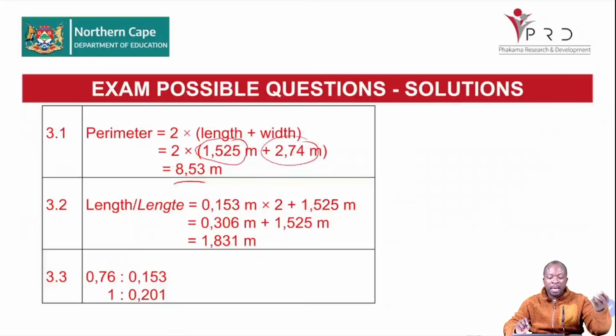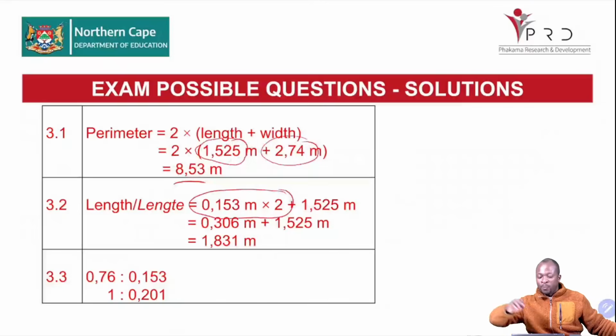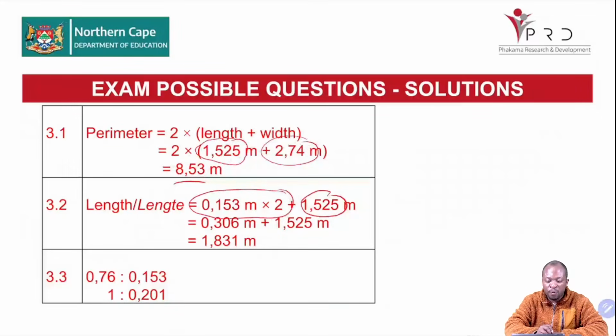Then we are supposed to find the entire length. So remember again, it stretches 0.153 meters. So 2, where am I having 2? On the left, 0.153. On the right side, 0.153. So there are 2 of them. Don't forget. Then the width of itself is what? 1.525. So when we put all together, the entire length is what? 1.831.